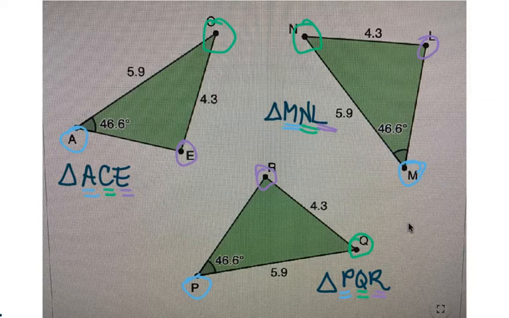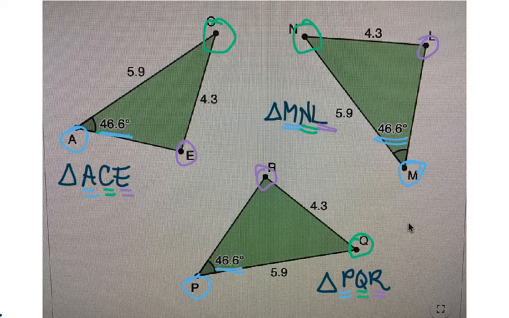Okay, you can see that I've circled all of the corresponding letters that go with PQR. So now what I'm going to do is note the angle: A corresponds to the angle P, which corresponds to angle M. And I'm going to note in blue that these angle measurements are all the same. All right, so I know that that lines up correctly.